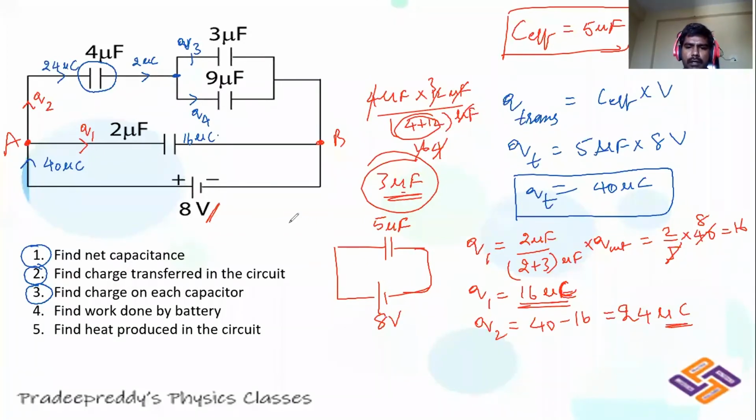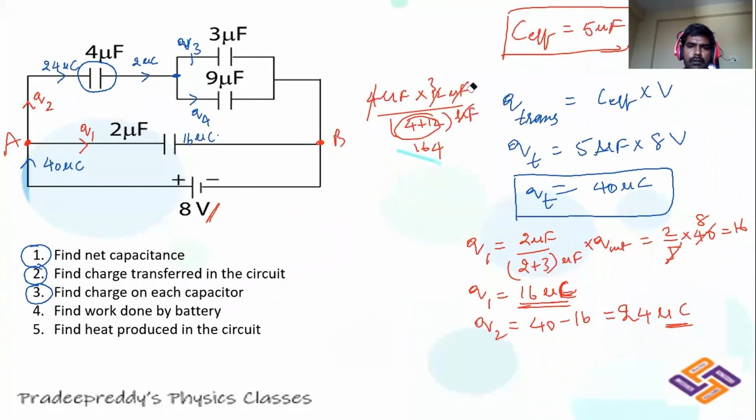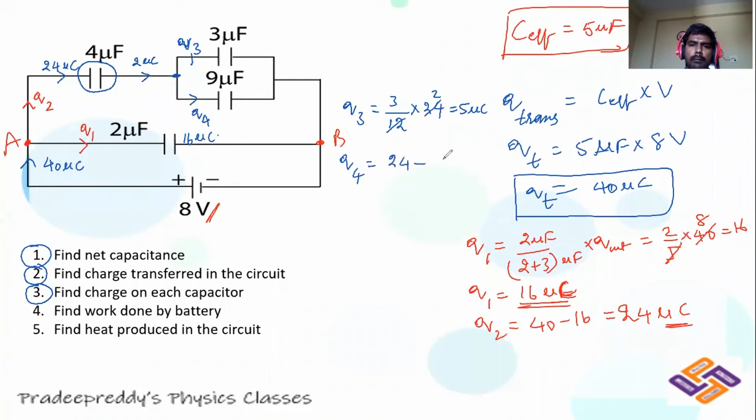So Q3, I'll erase. How can you write Q3? Q3 will be equal to, what is its capacity, 3, divided by, and what about these two, 3 plus 9, 12, into 24. 12 into 24 is equal to 5 microcoulomb. So Q3 is equal to 5 microcoulomb, and obviously Q4 will be equal to 24 minus 5. So Q4 will be equal to 19 microcoulomb.